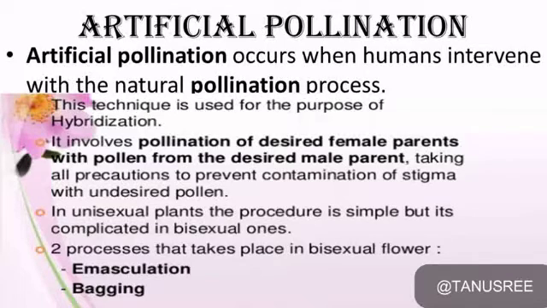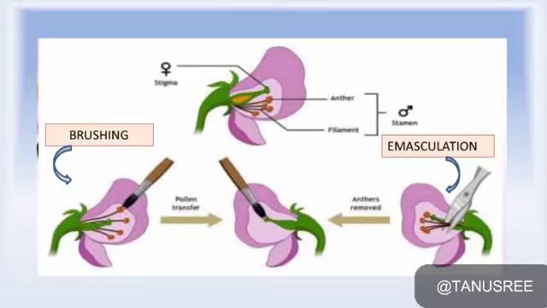The technique is simple in unisexual flower. Two main steps are involved in bisexual flower, that is emasculation and bagging. A bisexual flower is taken and the stamens removed, the process being called emasculation. This flower is then bagged. Pollen is collected from another flower of desired variety and brushed onto the stigma of the emasculated flower. Then again bagging is done.